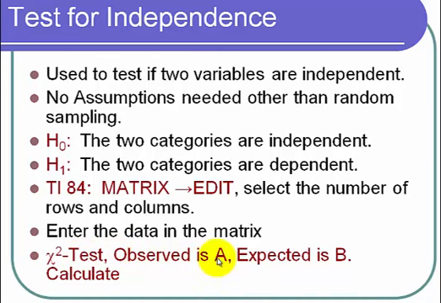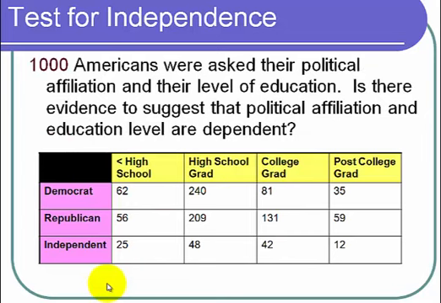The observed will be the matrix A. The expected will be the matrix B. Then, as usual, we hit calculate, and the rest is the same. We look for the p-value and make our conclusion. So let's look at an example. So here's the example I have.